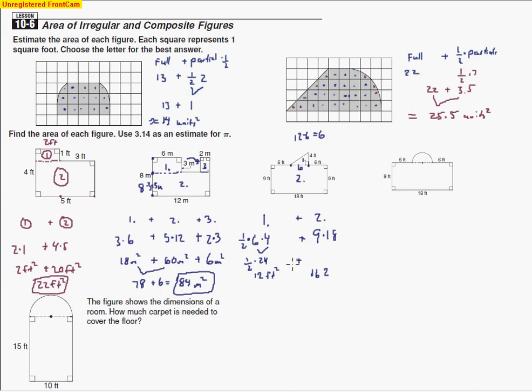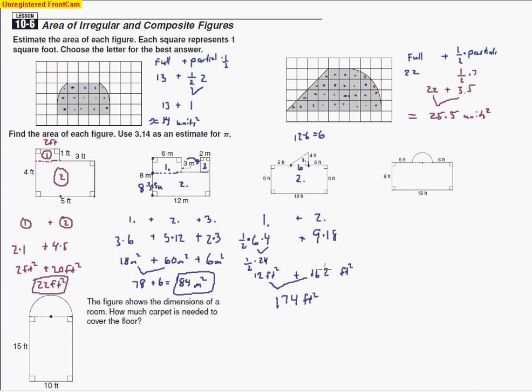So let's go ahead and put the plus sign down a little bit lower there and add those two numbers together. So I've got 162 square feet plus 12 square feet. When I add those two numbers together, I end up with 174 square feet.